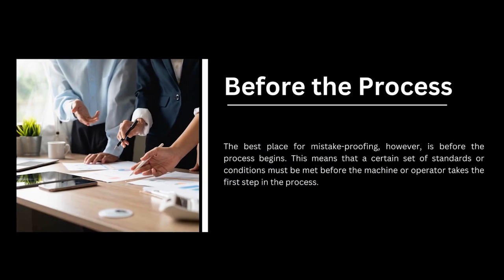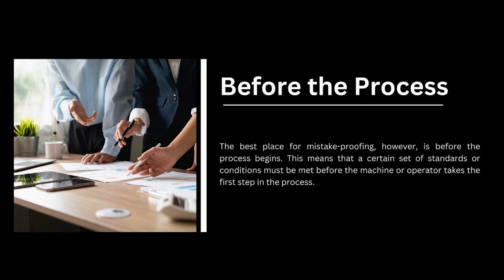Third, before the process. The best place for mistake proofing, however, is before the process begins. This means that a certain set of standards or conditions must be met before the machine or operator takes the first step in the process.